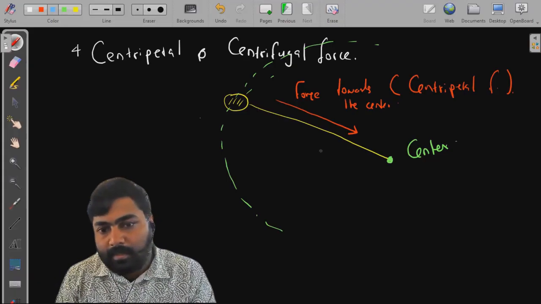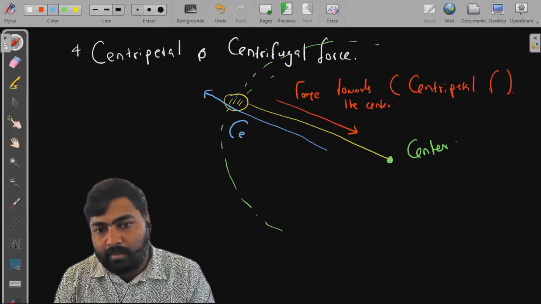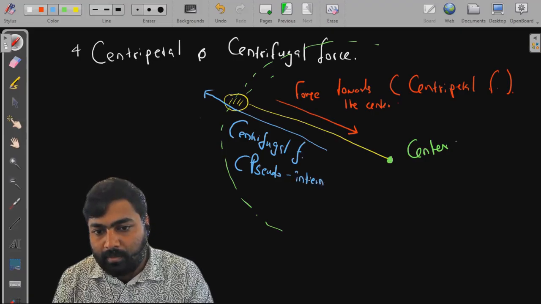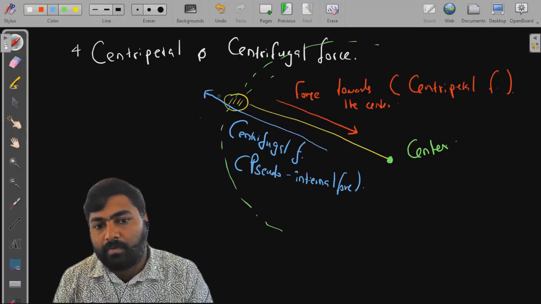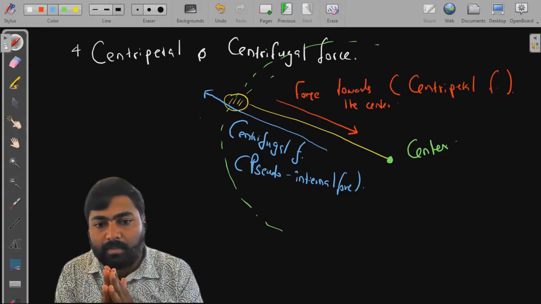Then there's another force acting towards this side, that is known as the centrifugal force. Centrifugal force. Actually, this is a kind of pseudo force, so we call it an internal force. Pseudo force or internal force.